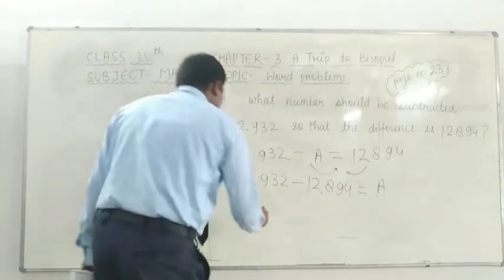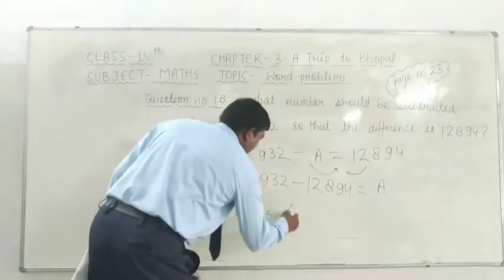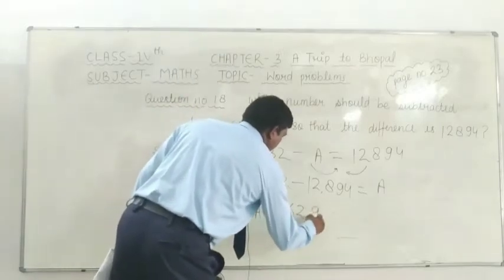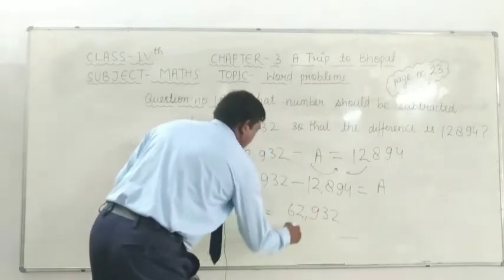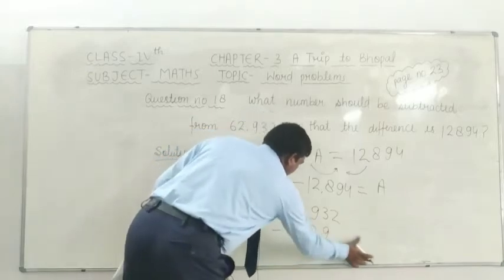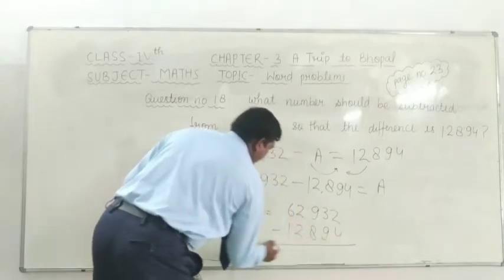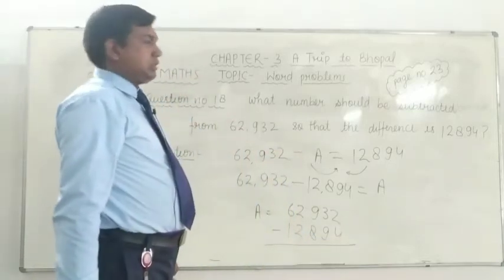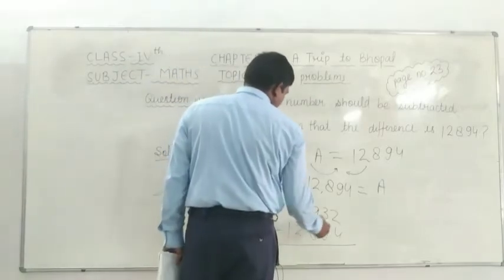Dear students, it means that A is equal to 62,932 minus 12,894. Okay, after subtracting these we get the answer of this question. Okay, now let's start this subtraction.